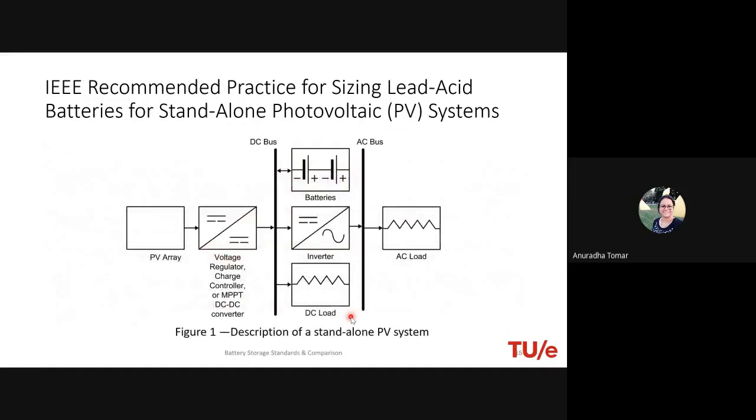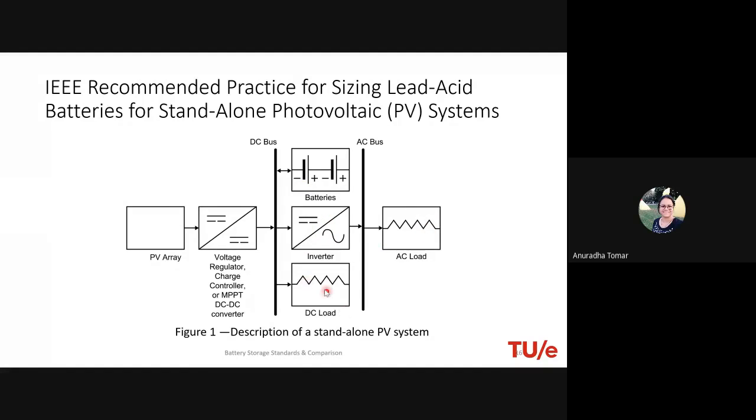So this is the kind of system which is considered in this standard, like this PV array here. And then this could be your DC-DC converter, or the voltage regulator here. So maybe it works on MPPT because the battery is here. And this is your batteries here, which could be a combination of series parallel batteries, and then an inverter just to feed your AC load.